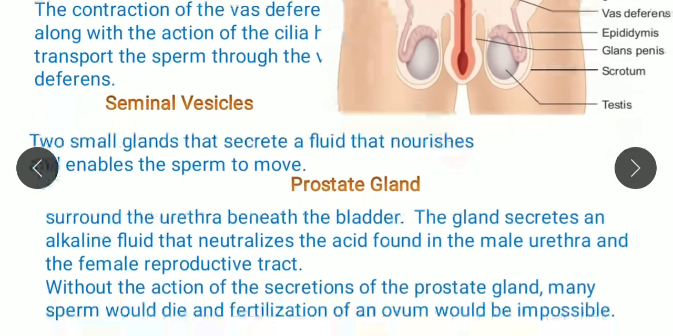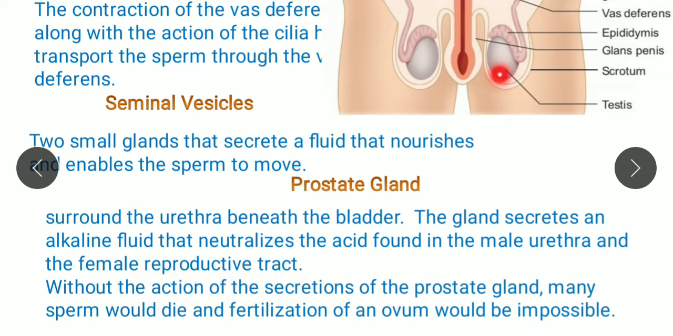Next one, prostate gland. Surrounding the urethra beneath the bladder, the gland secretes an alkaline fluid that neutralizes the acid found in the male urethra and the female reproductive tract.